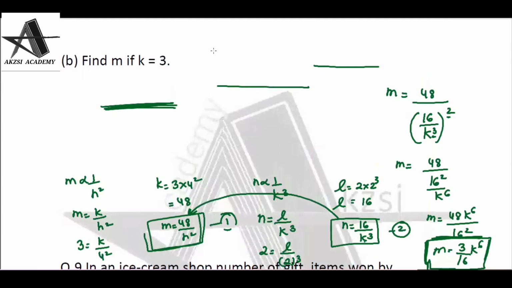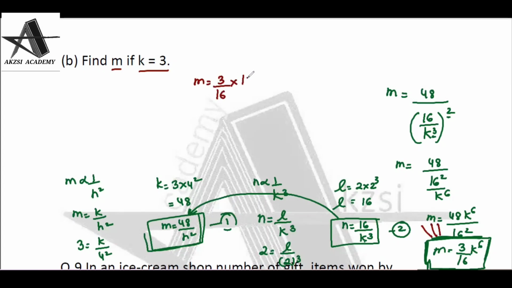Now the second part says, find m if k is equal to 3. We have to find the value of m if k is equal to 3. We have this equation, put the value of k here. So m is equal to 3 over 16 into k to the power of 6. Only here I need to replace k with 3. So m is equal to 3 into 3 to the power of 6 over 16. You can leave your answer in index form. So it will be 3 to the power of 7 over 16.